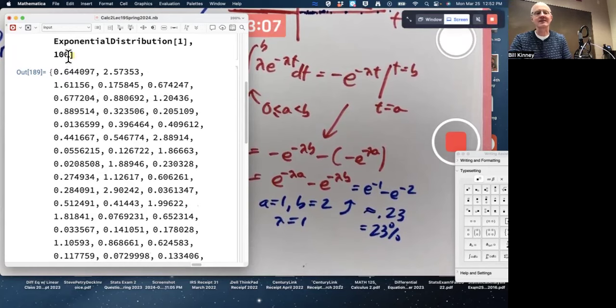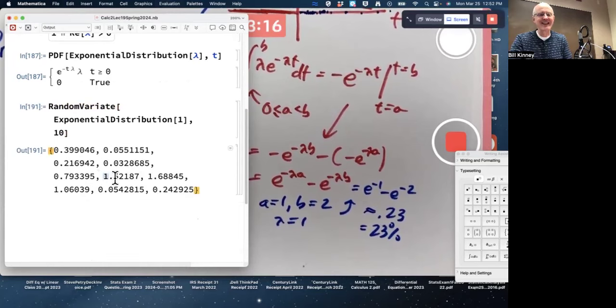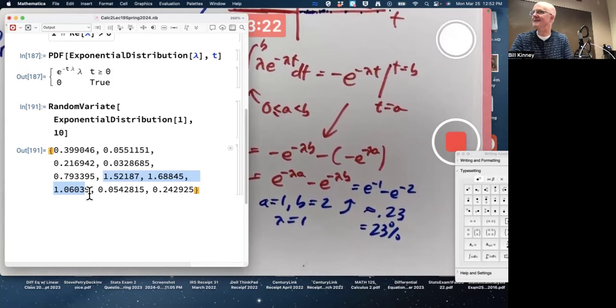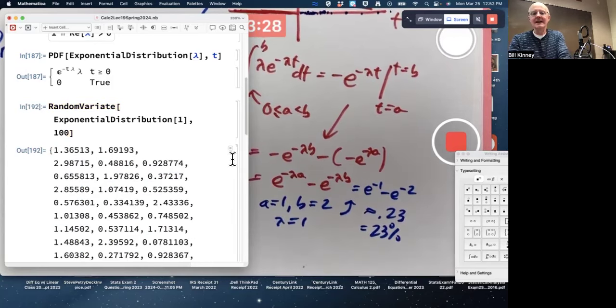We could go to 10 and see if it's close to 2 or 3 of them. 0 in that case. Do it again. Here we got 3 of them between 1 and 2. Okay, it varies. The bigger your sample size is, the more accurate it's going to be. So a sample size of 100 would be better than a sample size of 10.